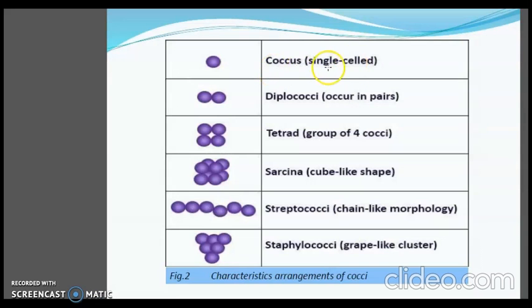In this image, you can see the single cell coccus, the diplococci, the tetrad, that is the group of 4 cocci, and the cube-like shape, and the example is Sarcina. The chain-like morphology of the cocci occurs in streptococci, and the grape-like cluster of cocci occurs in staphylococci.